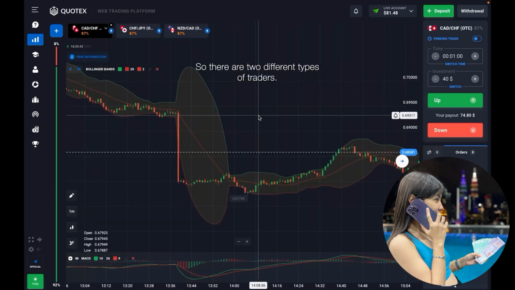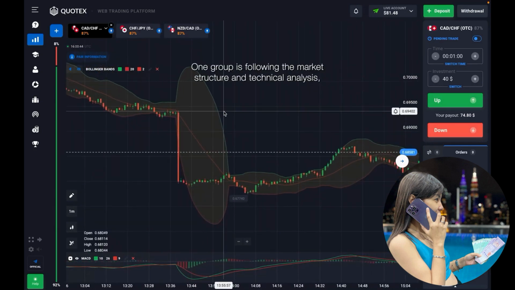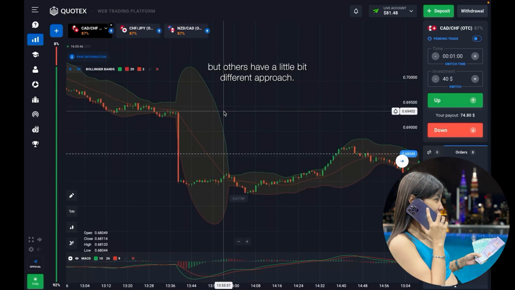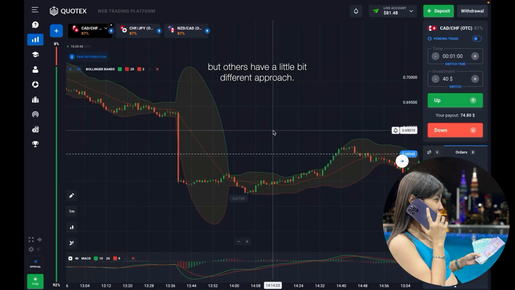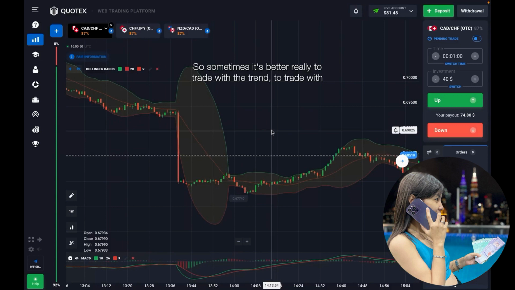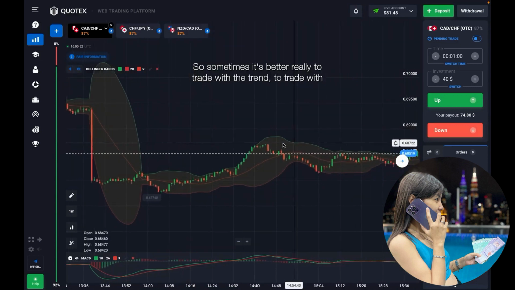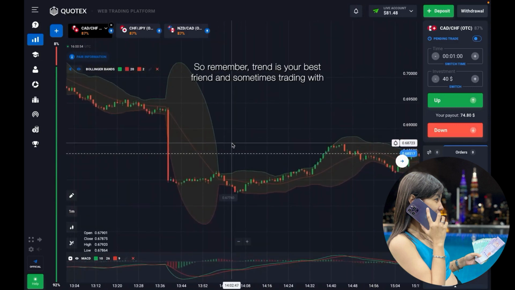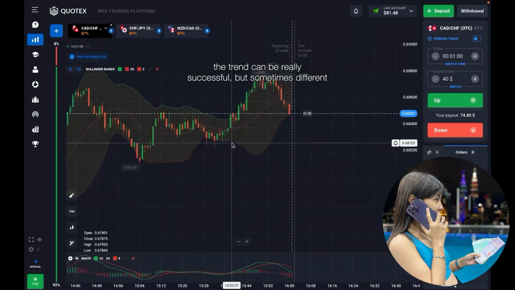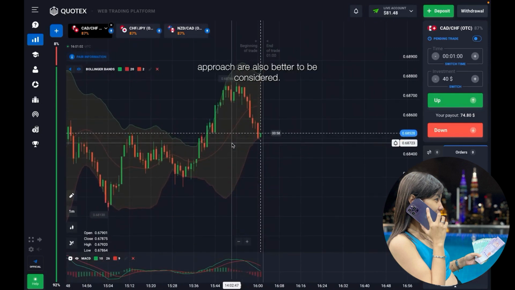So there are two different types of traders. One group is following the market structure, technical analysis, but others have a little bit different approach. Sometimes it's better really to trade with the trend, to trade with the market structure. And remember, trend is your best friend, and sometimes trading with the trend can be really successful. But sometimes different approaches are also better to be considered.